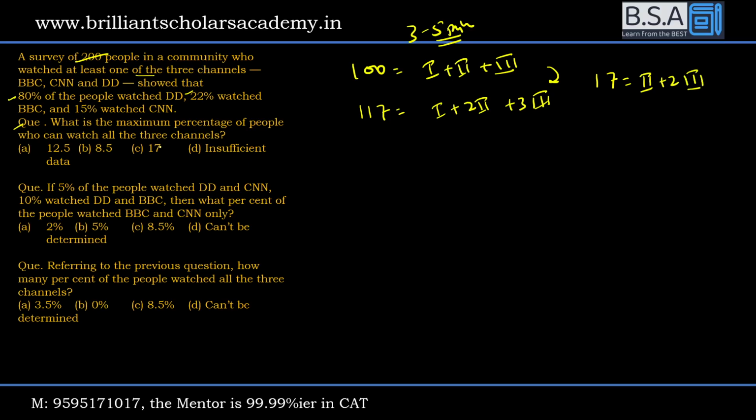So here what we are saying is the maximum number of people who can watch all three. So I will imagine region 2 is equal to 0. So twice this number is equal to 17, so region 3 must be 8.5. Straightforward. No gyan.